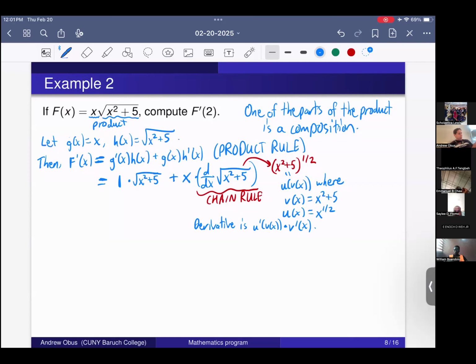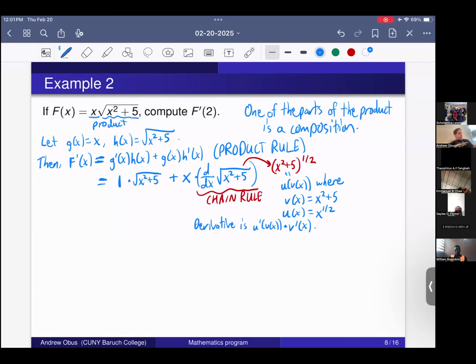Okay, so Enoch, do you want to carry on? So what are we going to get here now when we apply the chain rule? Okay, well, I'll do it then.